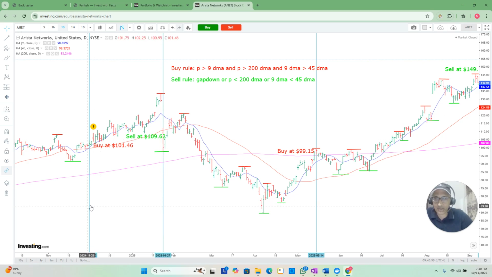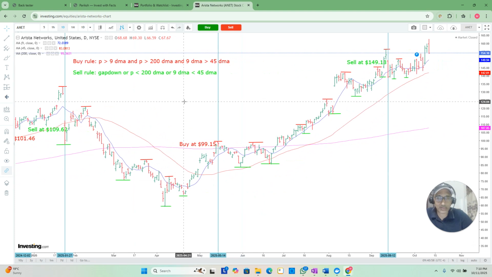So let's look at a second example. On the 14th of May 2025, there was a buy signal because the price went over the 9 and the 200. On the previous day, it was not a buy signal because the price was below the 200. And the 9 DMA had been above the 45 DMA for the last several sessions. So I buy on 14th of May at 99.15.